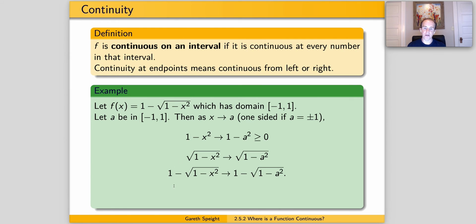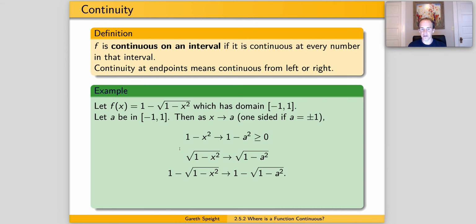And then finally, we're using the difference rule. So 1 tends to 1. The square root of 1 minus x squared, we just said, tends to the square root of 1 minus a squared. So 1 minus the square root of 1 minus x squared will tend to 1 minus the square root of 1 minus a squared. So we use direct substitution for polynomials for the first step.